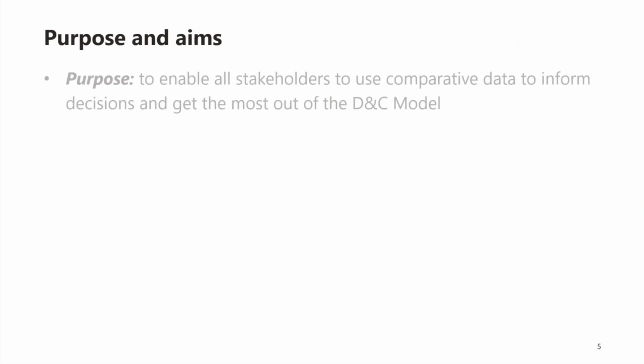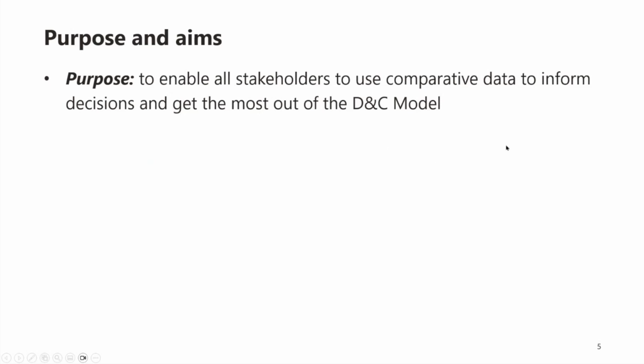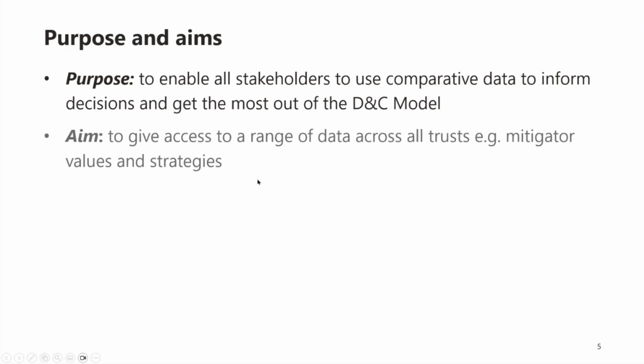So the purpose of this, as I've said, is to enable all stakeholders to use comparative data to inform decisions and get the most out of the demand and capacity model. So that's data from all trusts. That's not just about the data that you input yourself and the outputs you get from your own trusts and schemes. The aim is to give access to a range of data across all trusts. Mitigator values and strategies are just one example of that.